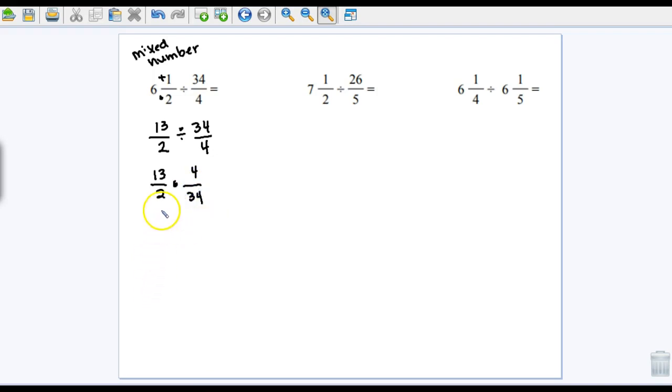Okay? I'm going to look, I see 2 and 4 here, and they're jumping right out at me because I know that 4 is divisible by 2. So I'm going to divide 4 by 2, and that's going to give me 2. When I divide 2 by 2, it gives me 1. 13 and 34.